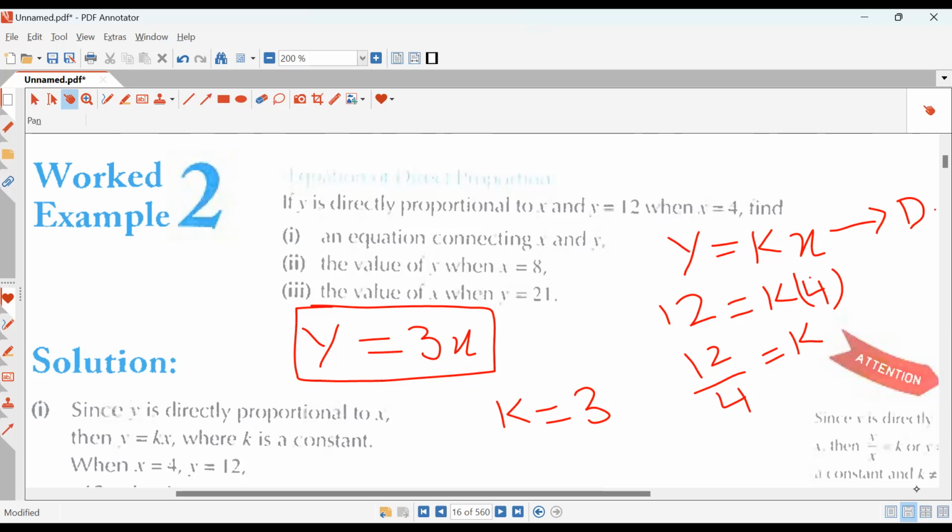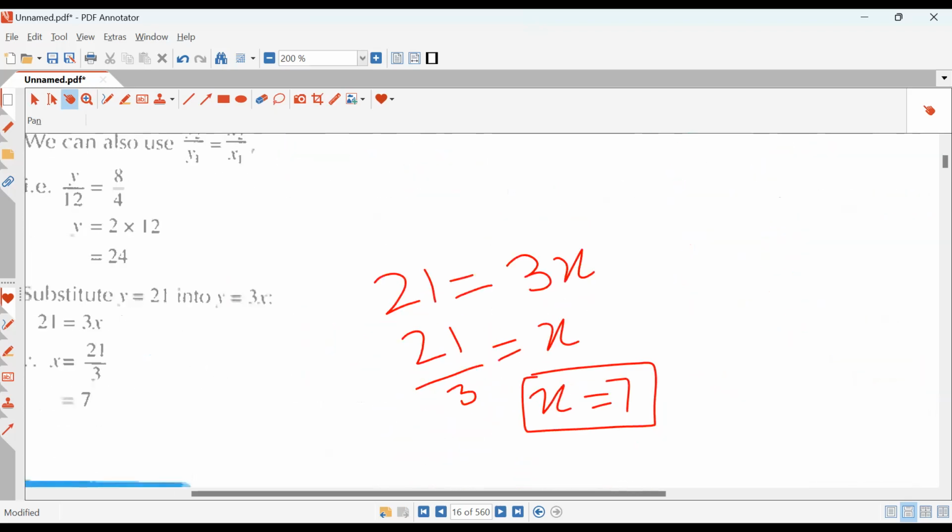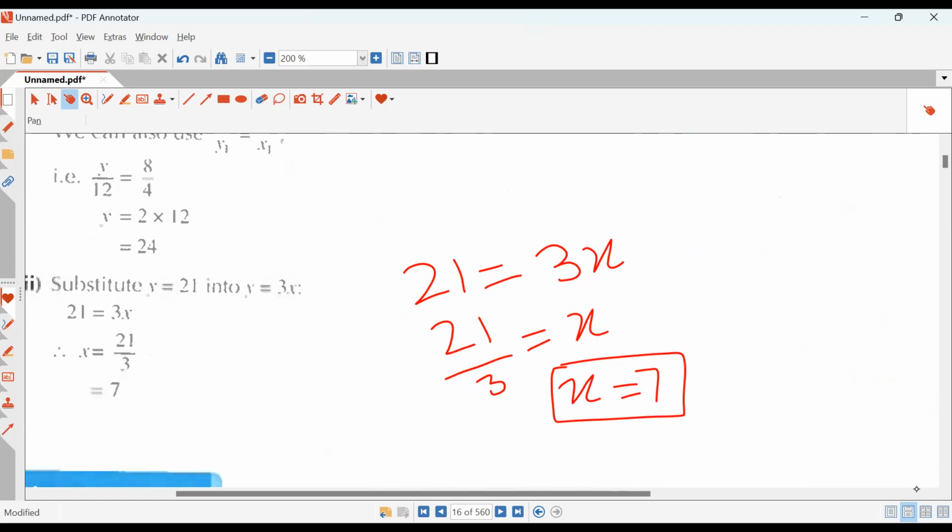When x equals to 8, y is going to be equal to 3 times 8, 3 8s are 24. When y equals to 21, x should be equal to 21 upon 3. 3 sevens are 21. So my answer is going to be 7. X equals to 7.